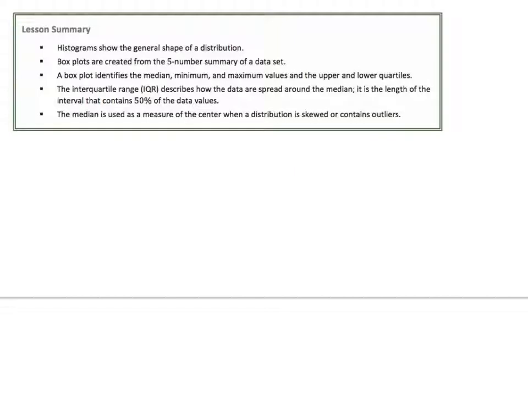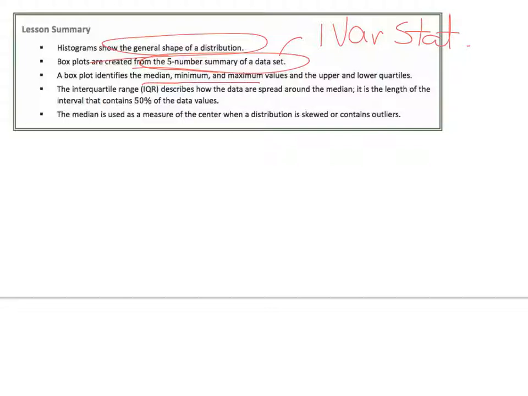Yay, you did it! Histograms are great because they show general shape. Box plots, I love the 5-number summary, which I can get from 1-variable stats in my calculator. A box plot identifies the median, minimum, maximum, and then quartile 1 and quartile 3. IQR is quartile 3 minus quartile 1, and it represents 50% of the data values. Median, I love the median when I have skewed data or there are outliers. Good job.